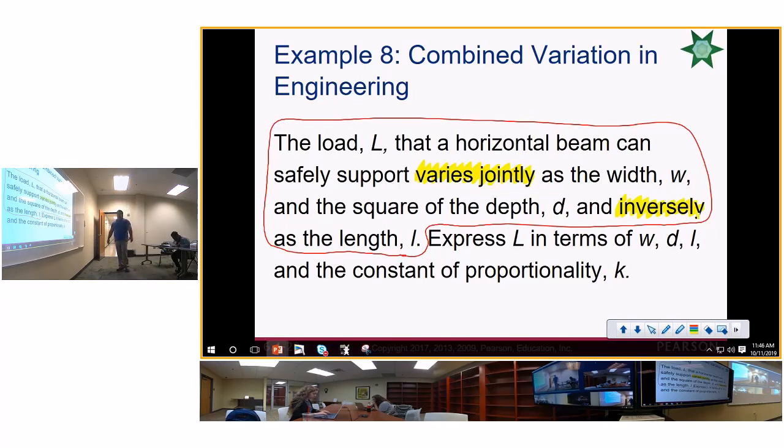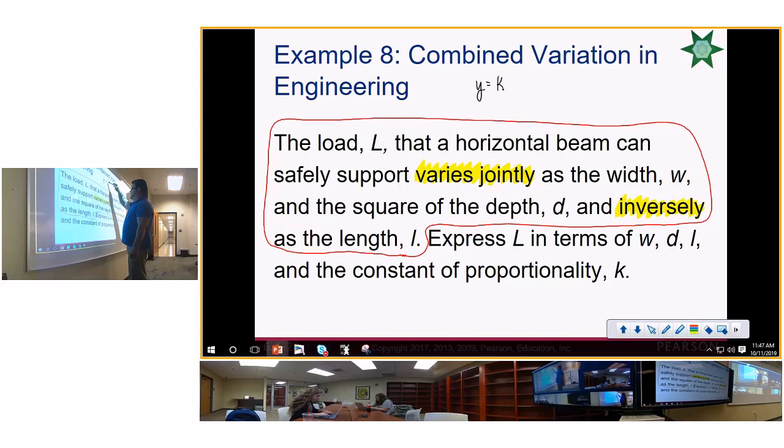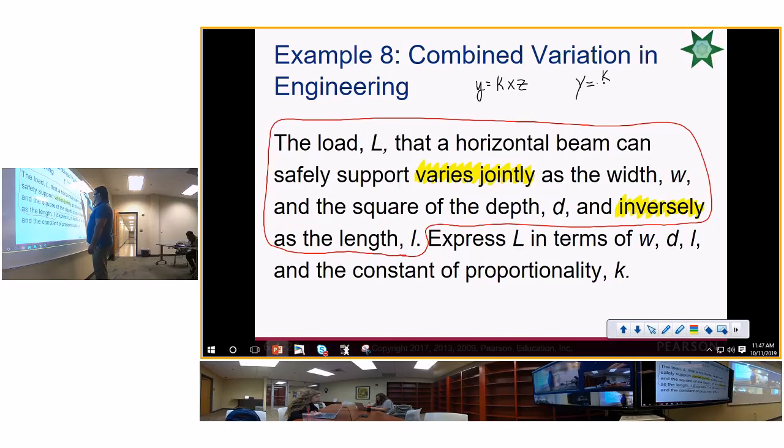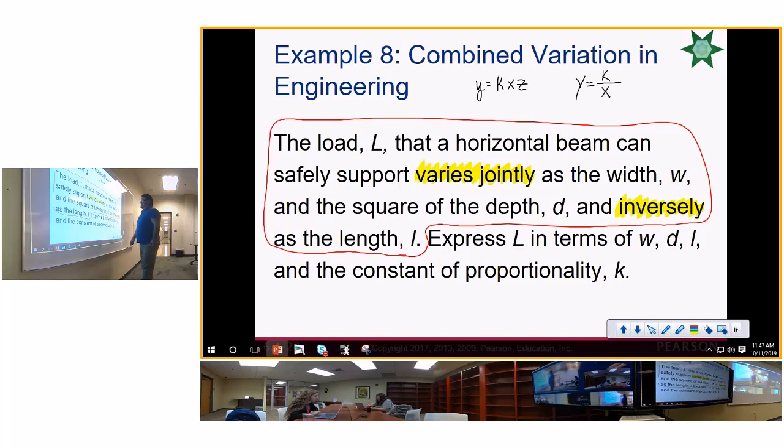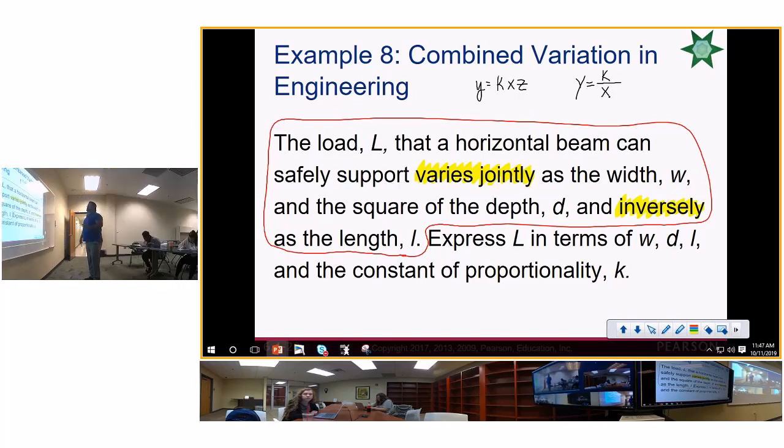So, varies jointly. What is jointly? Y is equal to KXZ. And then what is inverse? Y is equal to K over what? X. Now I can't have the same variable, so I'm going to change the inverse to K over W.